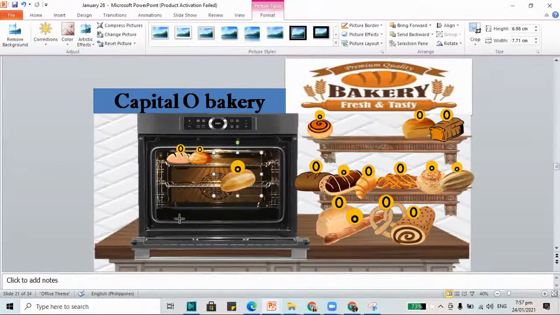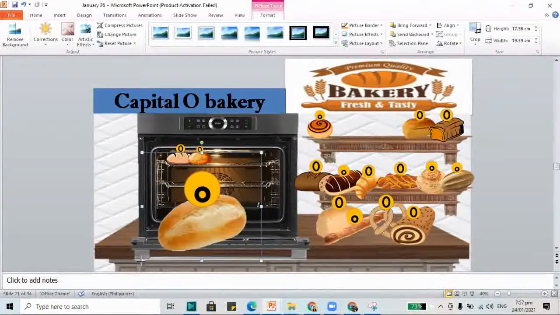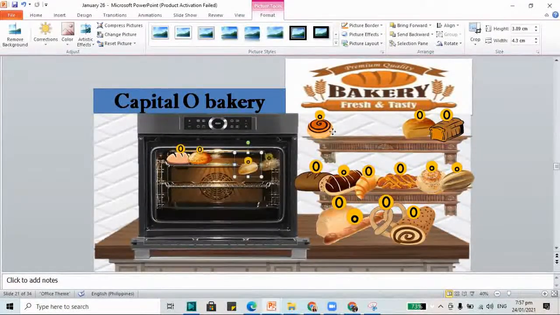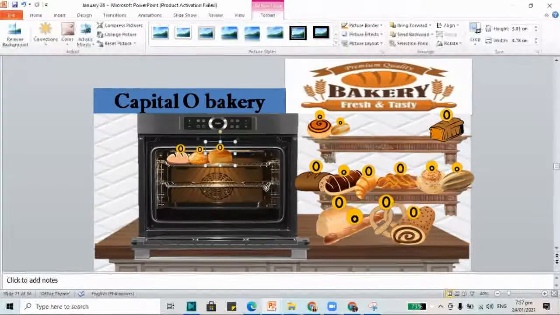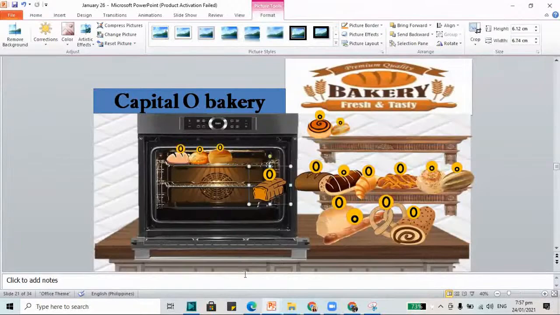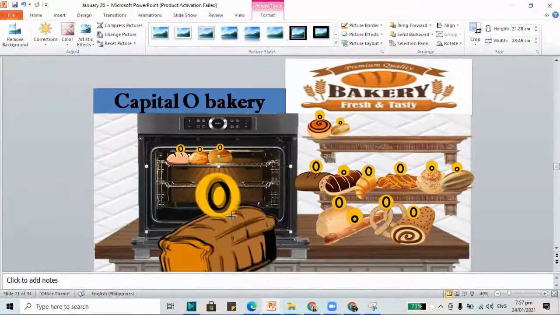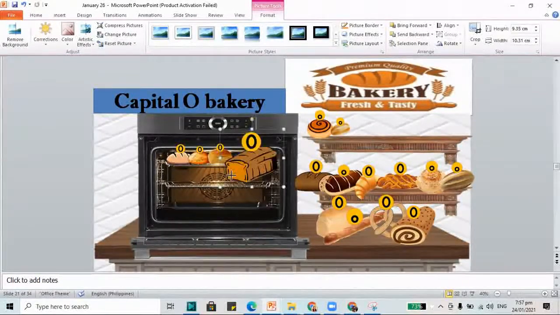Another one. Is this capital or lowercase? This is lowercase. Let's put it back in the shelf. How about this bread? This is capital O. Let's put it in the oven. Another loaf of bread. Is this capital O? Yes, this is capital O. Let's put it inside the oven.